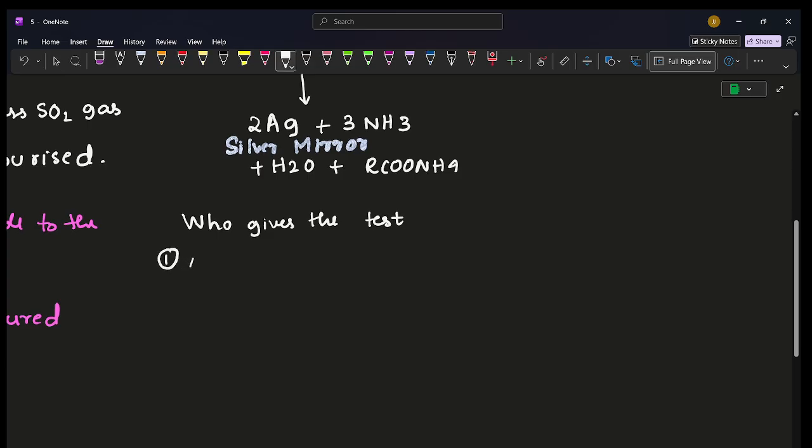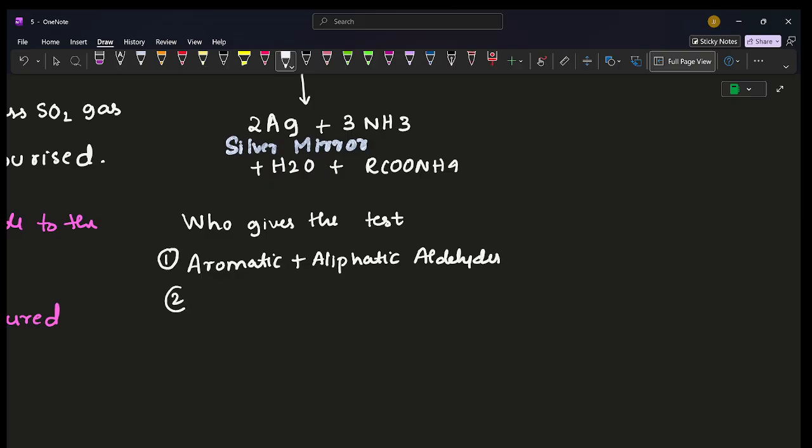We have aromatic plus aliphatic aldehydes, basically all, which give this test. And again, you have formic acid giving you the test. And you have alpha hydroxy ketones giving you the test.